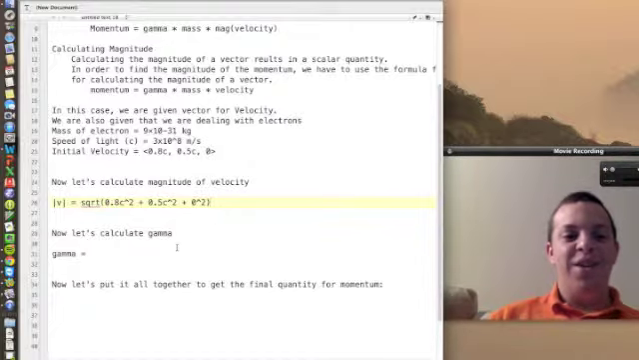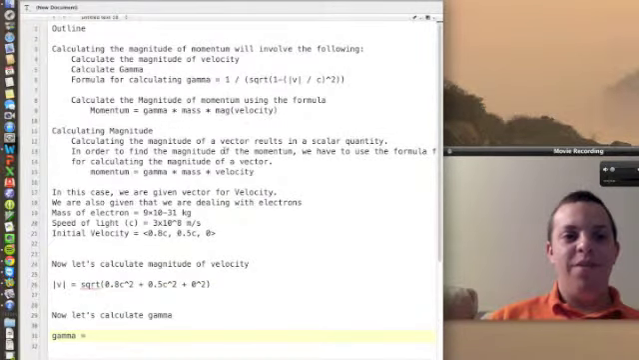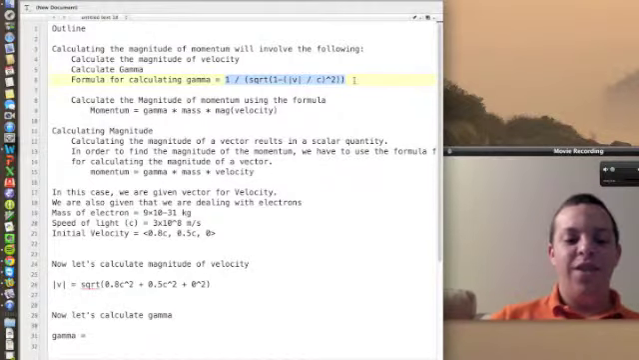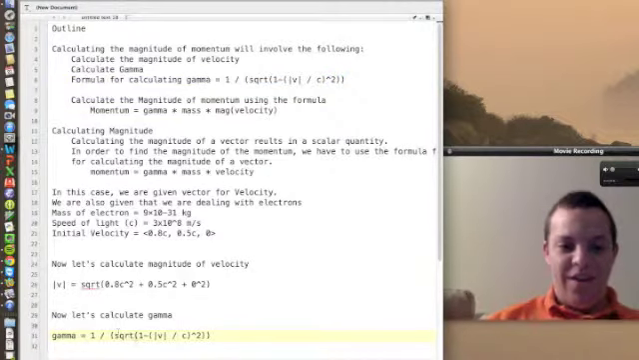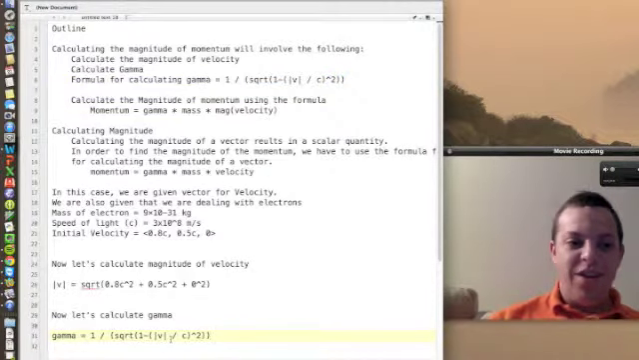Next up, we're going to calculate gamma. So we have the magnitude of the velocity, and we're going to use this value and plug it into here. If we scroll up, we'll see our formula from before is 1 over the square root of 1 minus the magnitude of the velocity over c, the speed of light, squared. So let's take that formula, move it down here, and substitute in the values that we have.